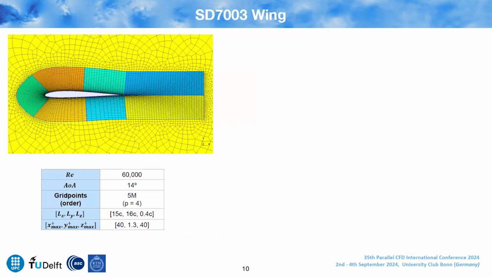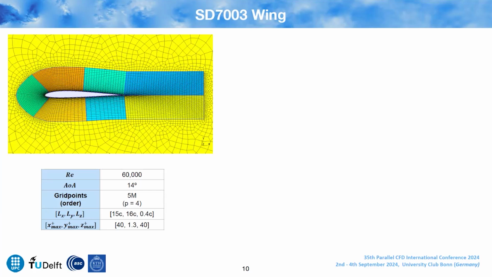Once we have tried our framework for a relatively simple case, the idea is to move towards a more realistic industrial scenario, such as the flow past a wing at a Reynolds number of 60,000 and an angle of attack of 14. As I showed you at the beginning of the presentation, this case at these conditions has a massive flow separation. So the idea is to control that separation and reduce it.